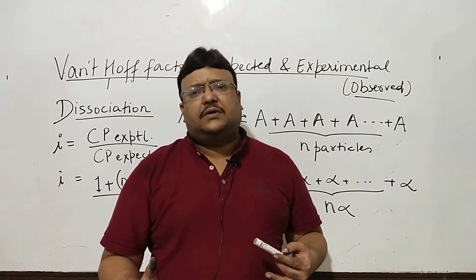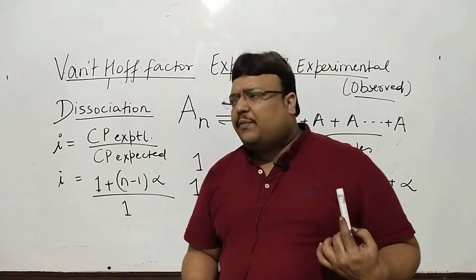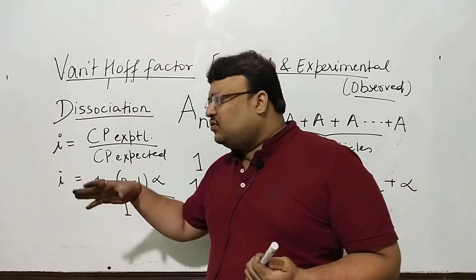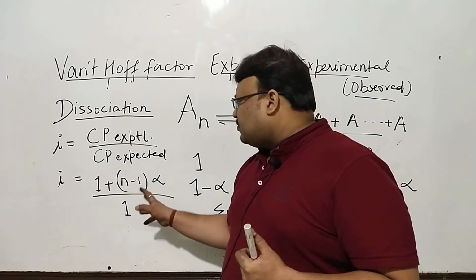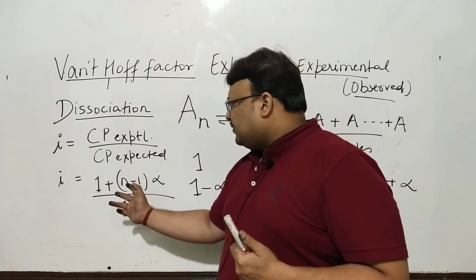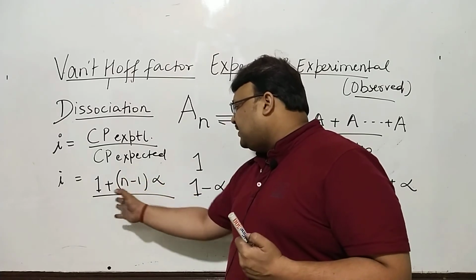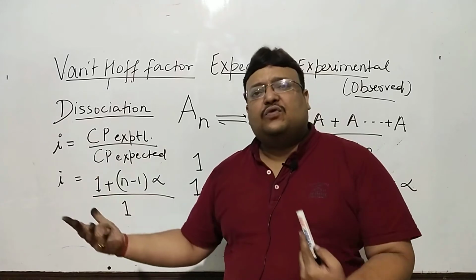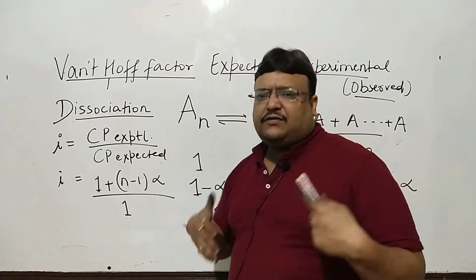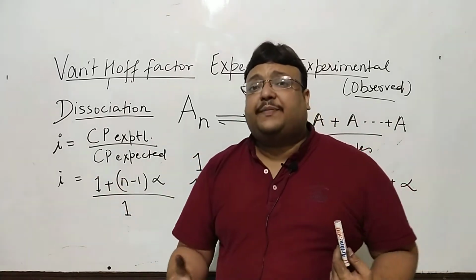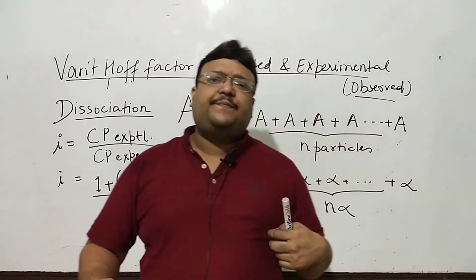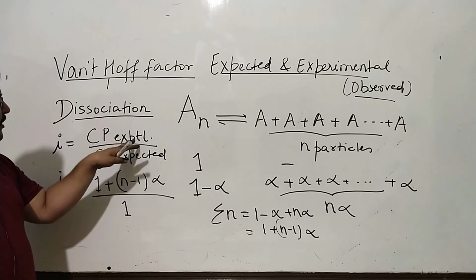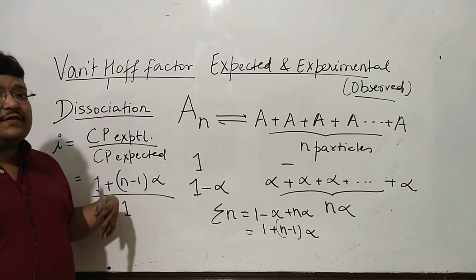In most of the problems, n is equal to 2. So with n equal to 2, you might get something like 1 plus alpha. But if it's breaking into 3 particles, like CaCl2, then it will be 1 plus 2 alpha, and so on. n is the number of particles it's breaking into, alpha is the degree of dissociation. With some examples, this will be understood, and this will be the ratio of colligative property experimental upon expected, and the reverse for the molecular weight.